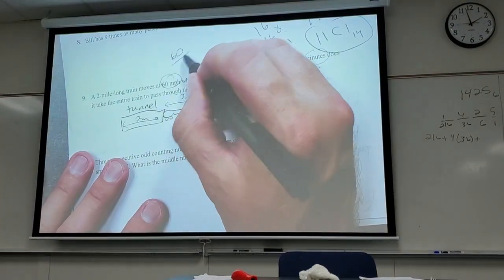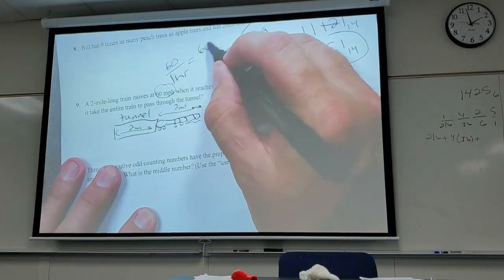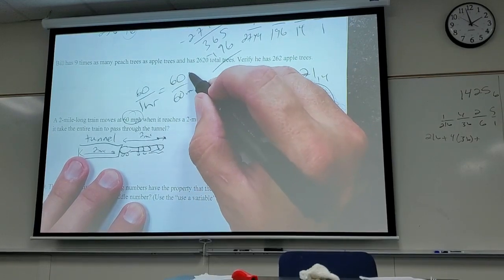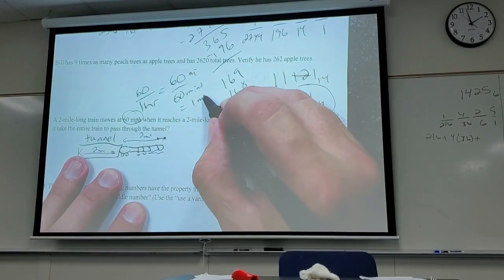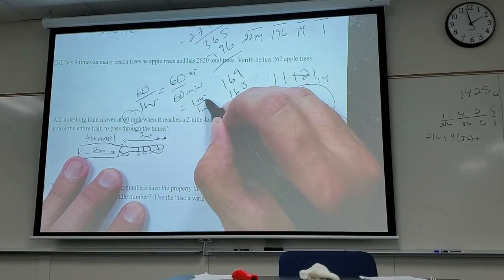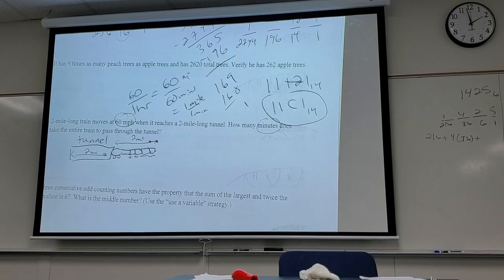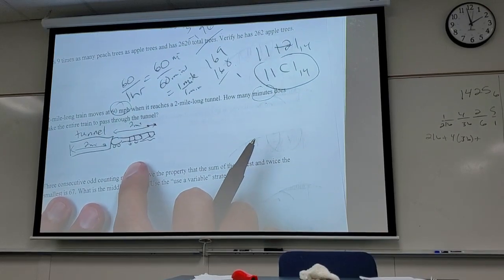So 60 miles per hour. An hour is how many minutes? 60 minutes. How does that reduce? So 1 mile per minute. Yes? If you're going 60 miles an hour, you're going a mile a minute. That makes this problem much easier.